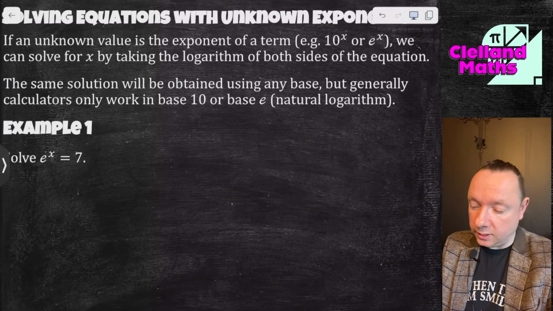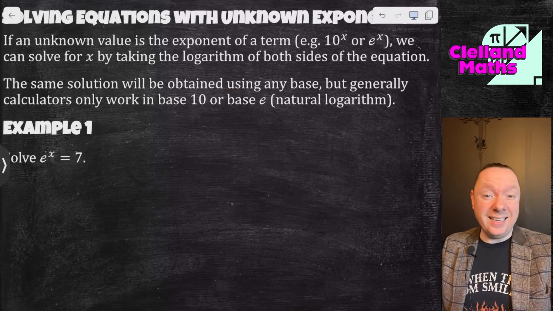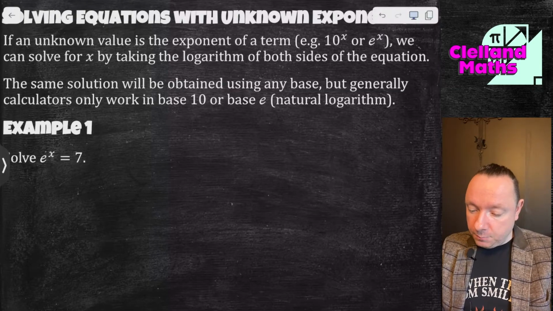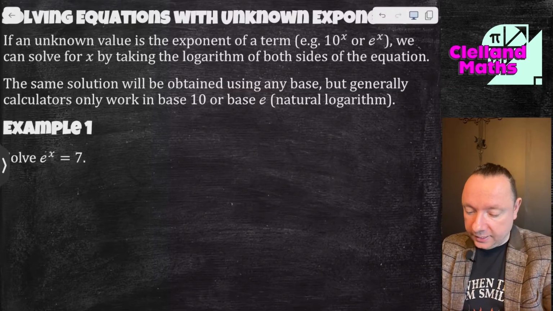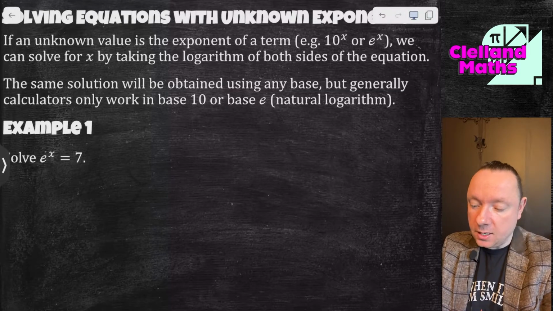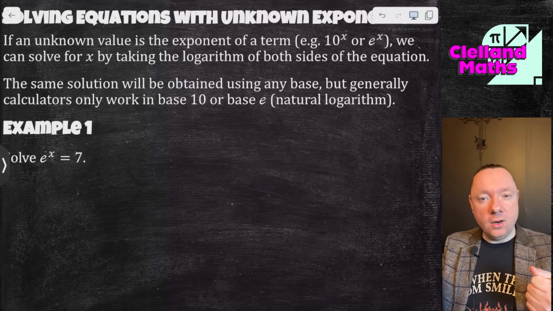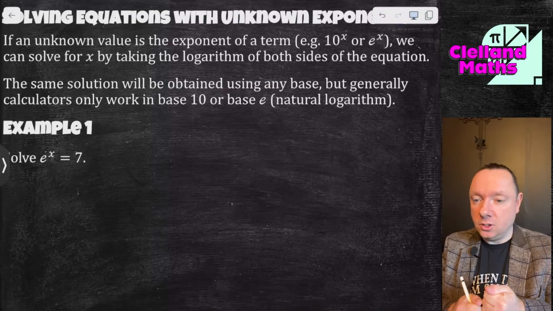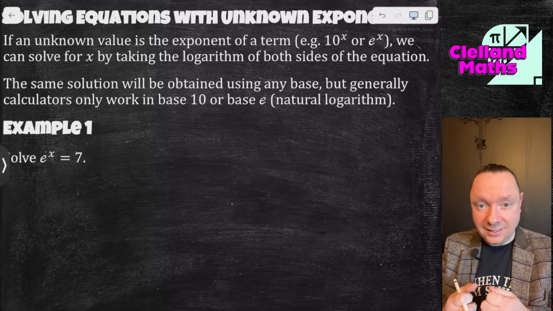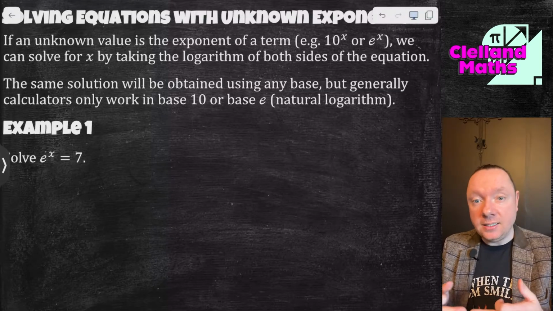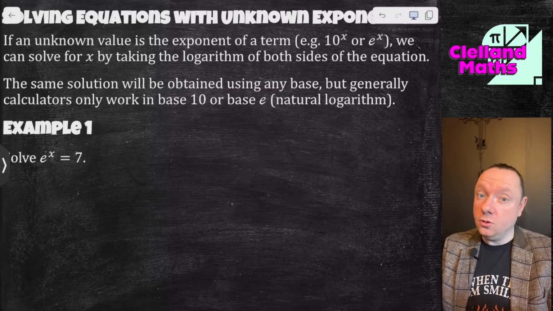Solving exponential equations with unknown exponents, in other words with an x in the power position. Example 1 is solve e to the power of x equals 7. Now, the way you solve an exponential equation is you take the log of both sides, because you need to get rid of that power in the power position, because you can't think in terms of powers. So you take logs, and natural logs if it's base e. If it's any other base, like 10, you'll take log base 10. If it's 2, log base 2.